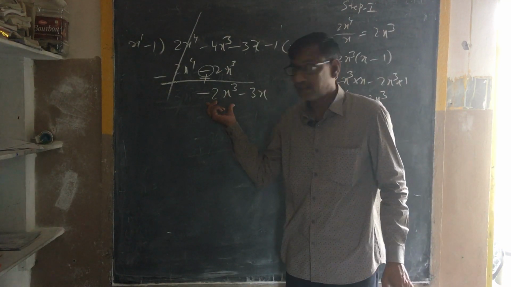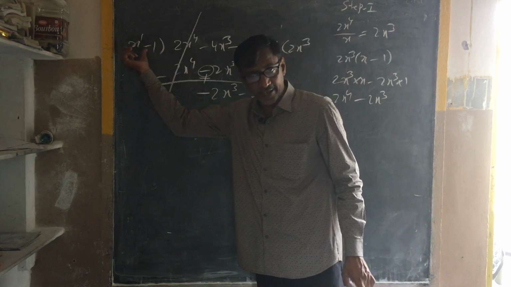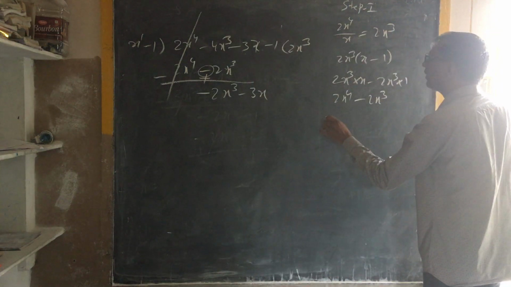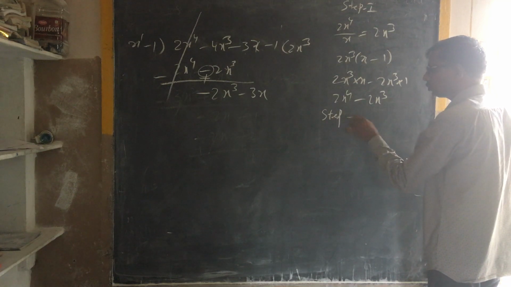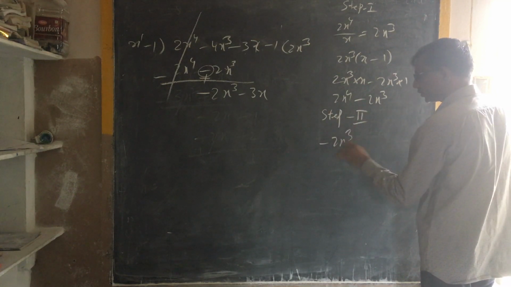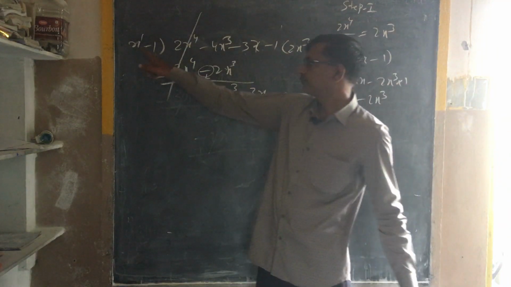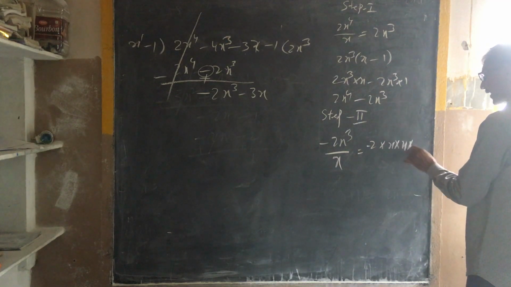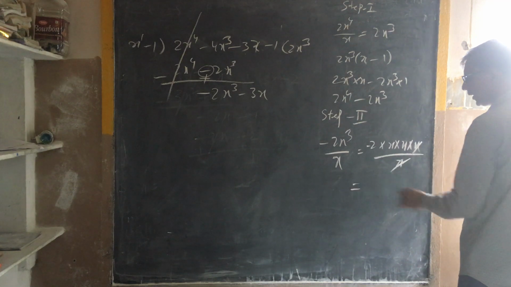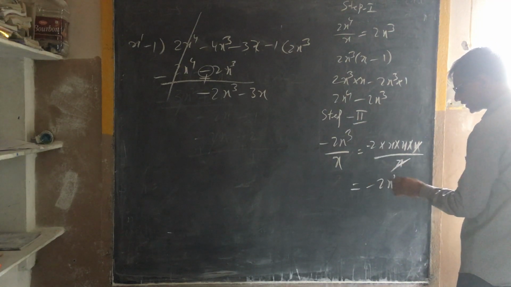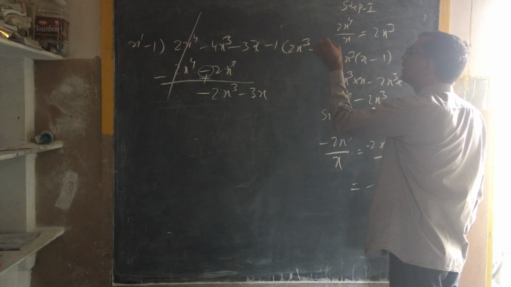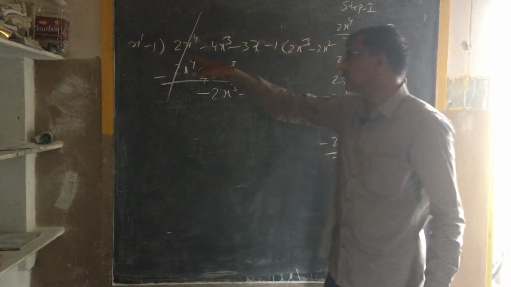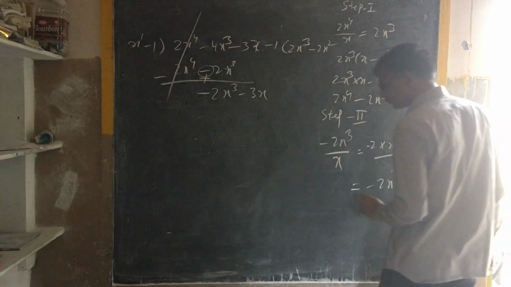Take the highest degree of this remainder. Again divide with x, the highest degree of my divisor, that is step 2. I will write it down, step 2. Okay. Take minus 2x cube, divide with again x. We know 2 times x times x times x divided by x, 1x gets cancelled. In short, we call minus 2x square. This is my second coefficient, minus 2x square. Again, minus 2x square multiplied with x minus 1.